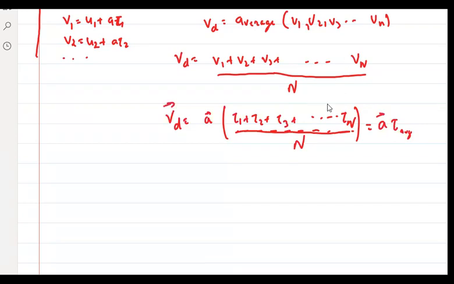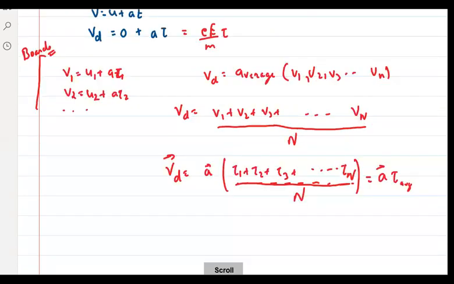So this is what you have to do for boards, 3 marks. This is what you have to do for boards, 3 marks. Okay, right? Anyone have any doubt in this? Tell me.